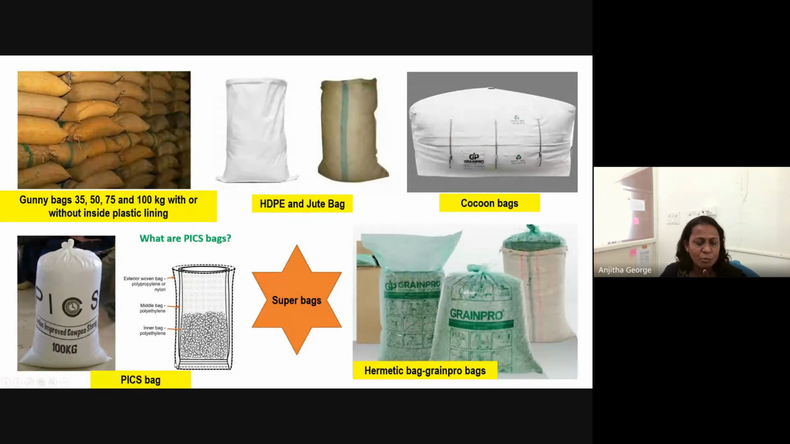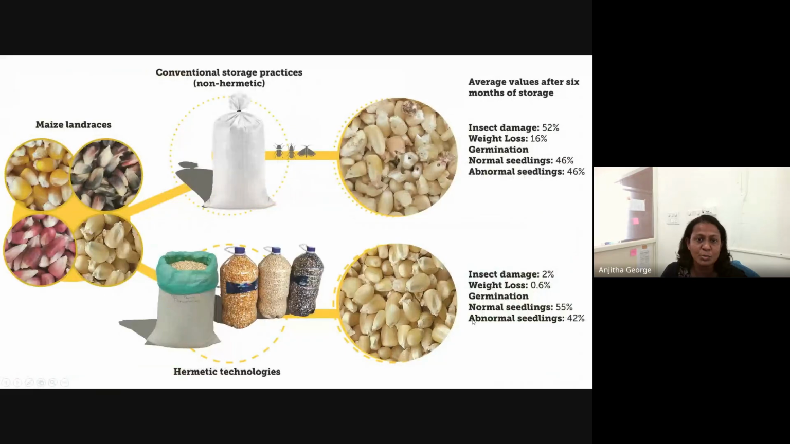From the exterior, one outer bag is made of polypropylene, or it could be nylon material, and inside you can see a transparent bag that will mostly be made of polyethylene. The only thing is that once you put the seeds inside, it has to be tightly covered, so that maximum no air is there. Similar is another hermetic bag, the GrainPro bag, which is very popular in the market. It is airtight, so insects cannot survive inside such bags.